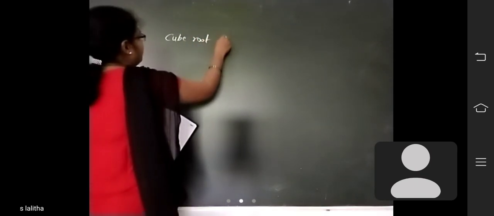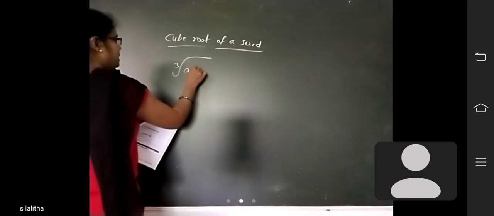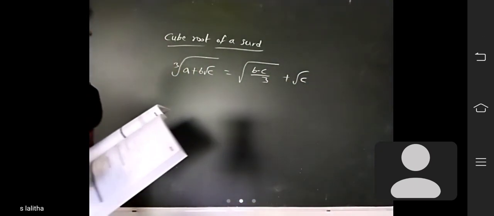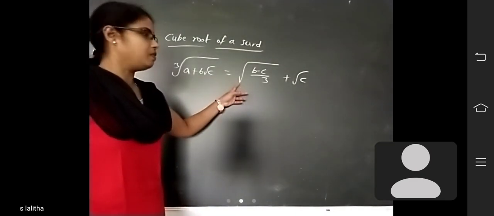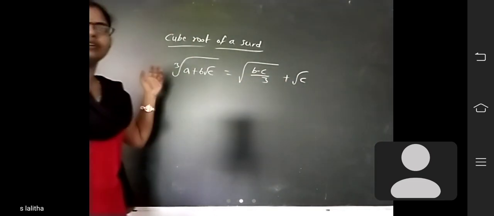Cube root of a surd. So cube root of a plus b root c is equal to square root of b minus c by 3 plus root c. Okay, so cube root of a plus b root c is equal to square root of b minus c by 3 plus root c. This is the cube root third formula.